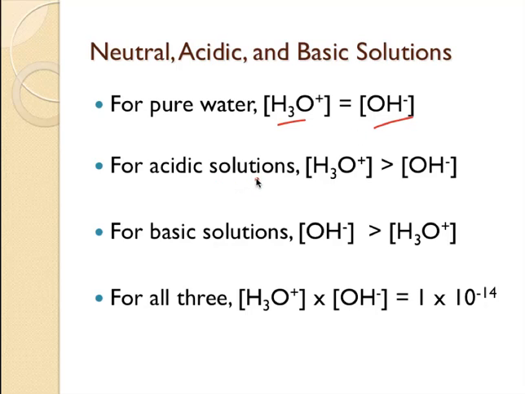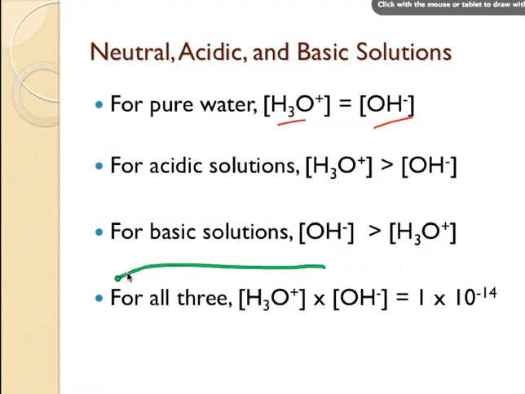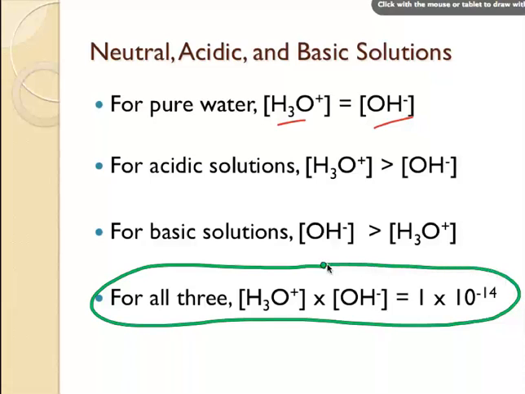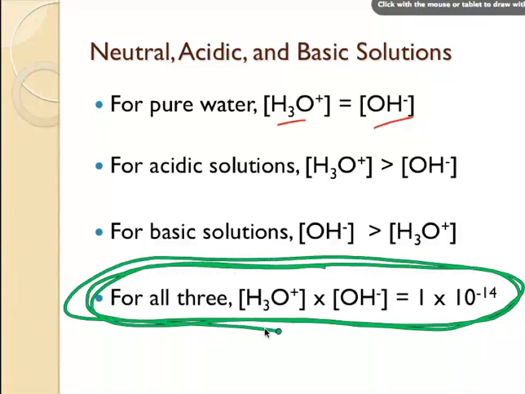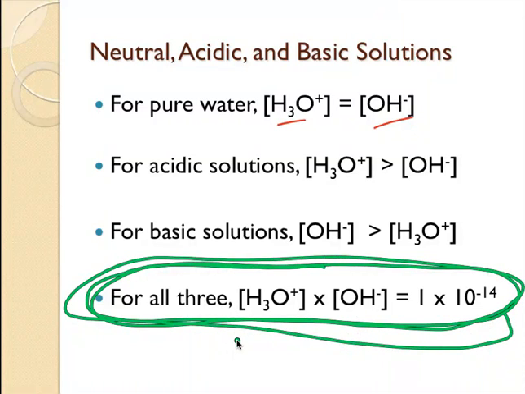For acidic solutions, my concentration of the hydronium ion is going to be greater than that of the hydroxide. For basic solutions, the hydroxide concentration is going to be greater than the hydronium concentration. However, for all 3 aqueous systems, pure water, acidic solutions, basic solutions, this relationship is always true. Hydronium concentration times the hydroxide concentration is going to be equal to 1 times 10 to the negative 14th molarity squared.